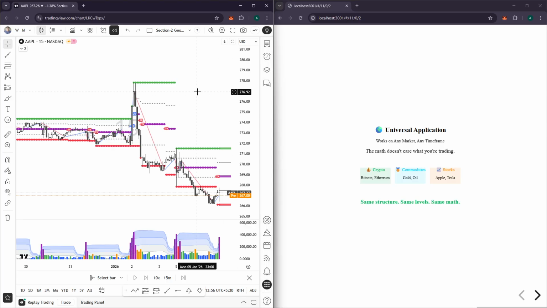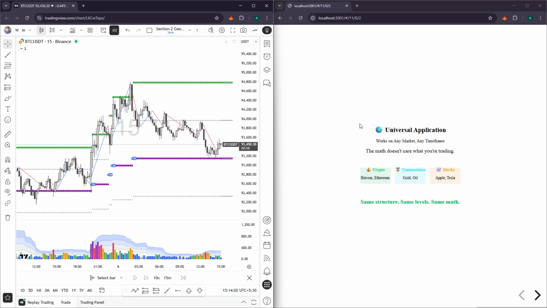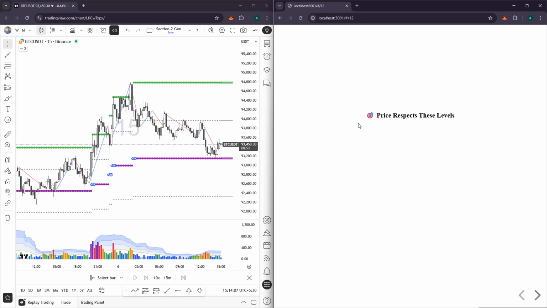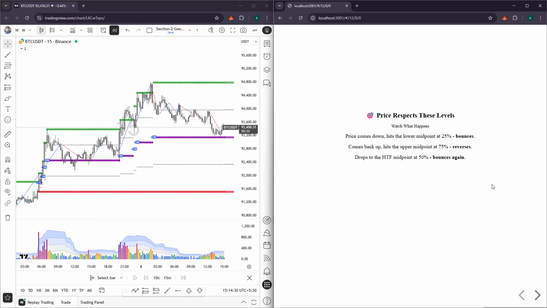Okay, so what I'm trying to show you is that these are the same structure, same levels, and same math applied to all markets, so we can be more confident in our analysis. So price respects these levels. When price comes down and hits the lower midpoint at the 25% level, as I showed you, it bounces. When price comes back and hits the upper midpoint at the 75% level, it reverses. And when price drops to the midpoint, the 50% level, it bounces. You see, again, that's the beauty of it.